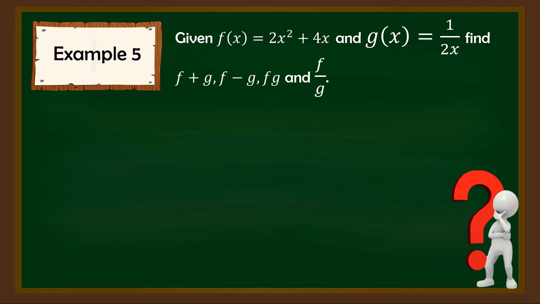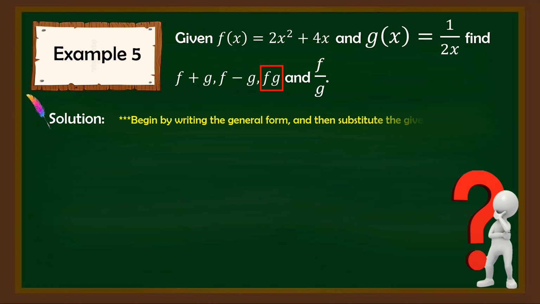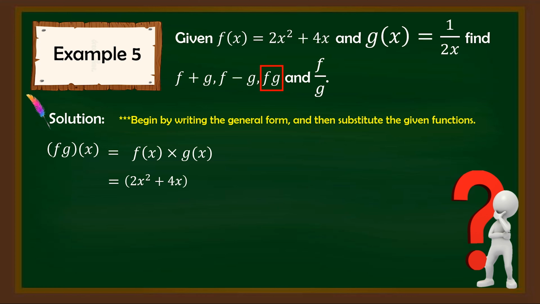Given f of x is equal to 2x squared plus 4x and g of x is equal to 1 over 2x. Find f plus g, f minus g, f times g, and f divided by g. In this example, we will find the product of the two functions. For our solution, begin by writing the general form and then substitute the given functions. By that, f times g of x is equal to f of x times g of x. Substitute f of x by 2x squared plus 4x and g of x by 1 over 2x.